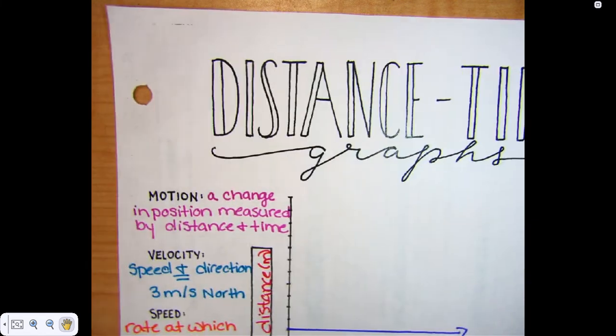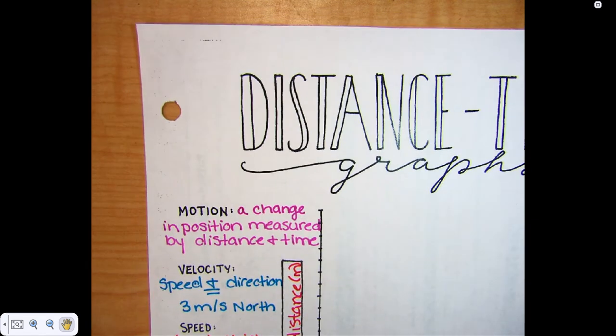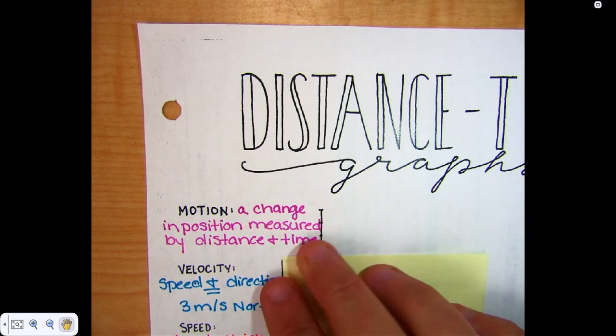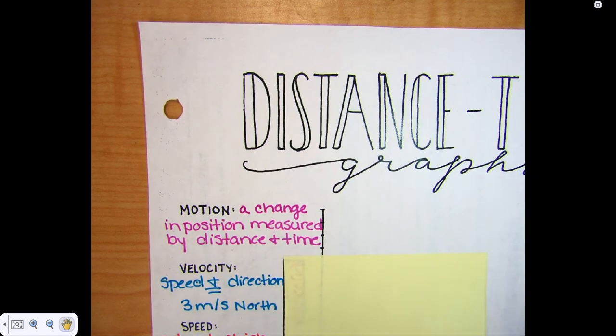So the first thing we're going to do is some definitions. The first definition we need to look at would be motion. Motion is defined as a change in position. It's measured by distance and time.